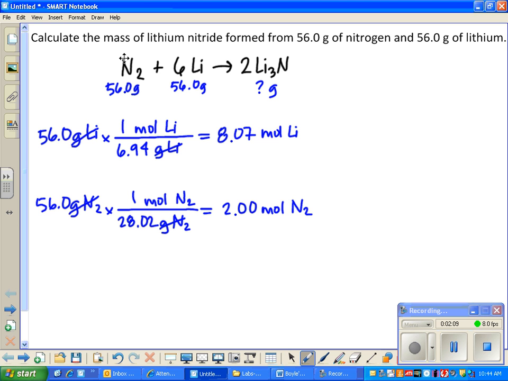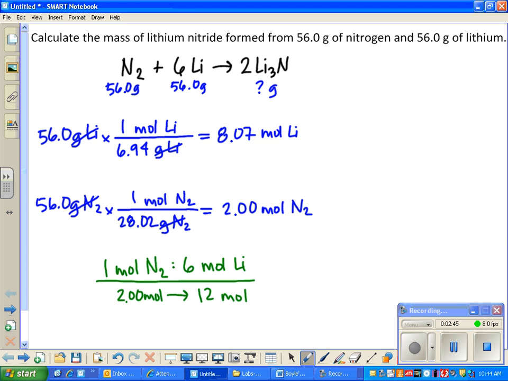Now that we know moles, we can actually compare them because our ratio is in moles based on the coefficients in the equation. For every 1 mole of nitrogen, because the coefficient for nitrogen is 1, you need 6 moles of lithium. It's the coefficient for lithium. So let's say we use all of our moles of nitrogen. If we use 2.00 moles of nitrogen, we would need 6 times that amount of lithium to react with it. So we would need 12 moles of lithium.